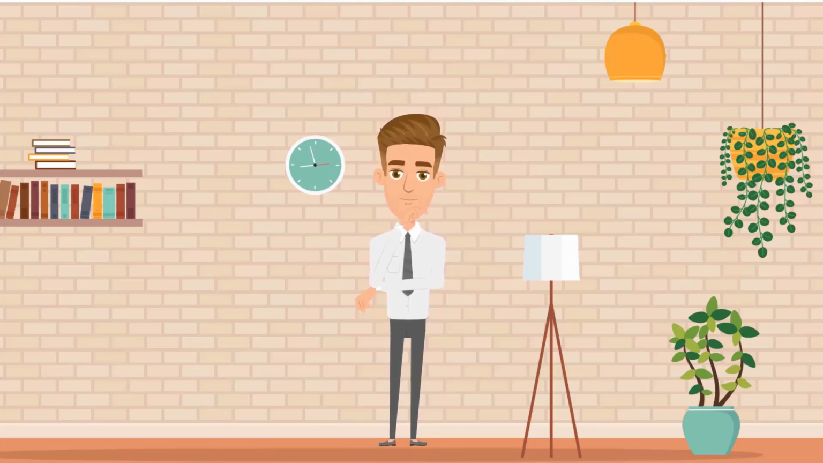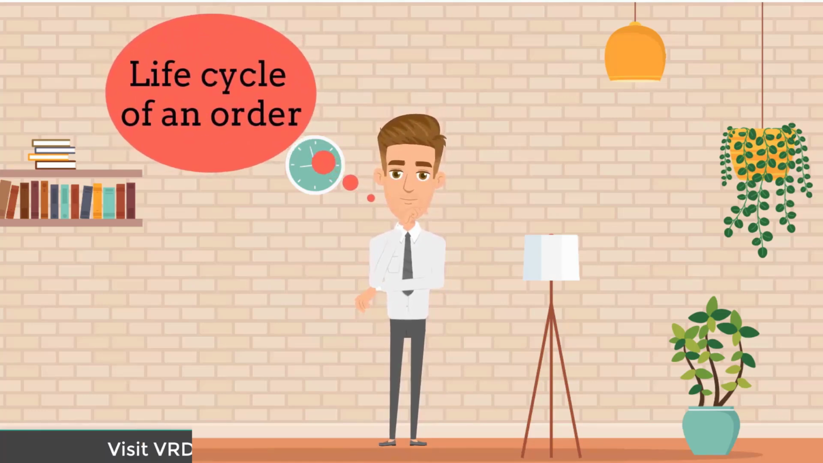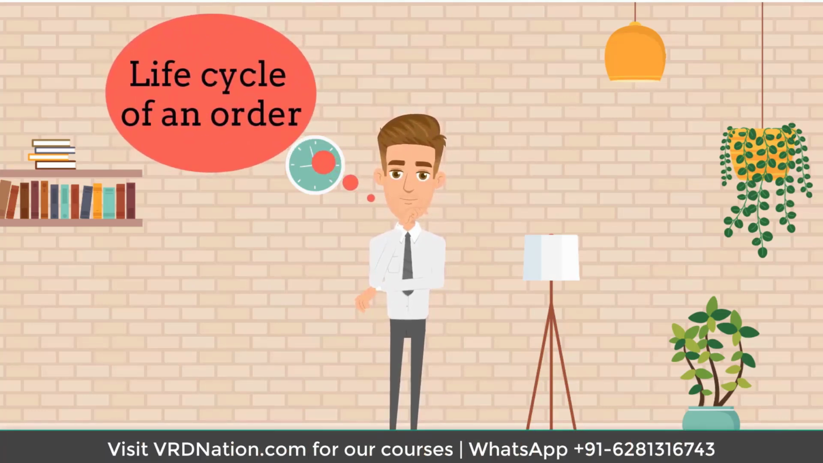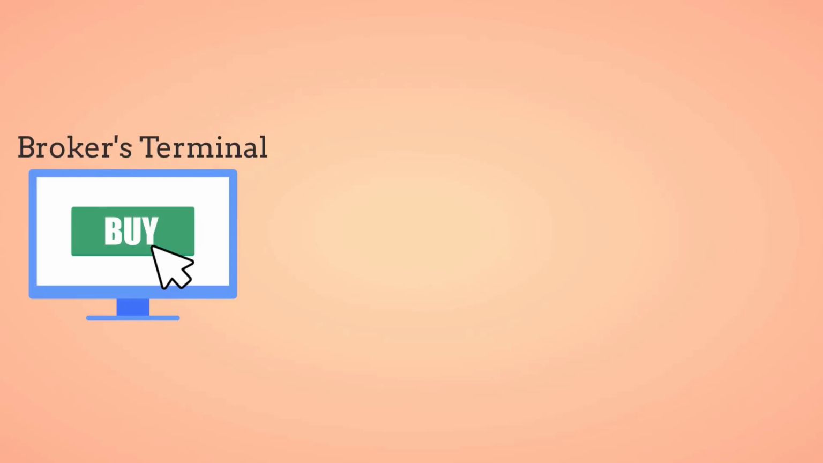Now, in order to understand what these orders are, you first need to know the life cycle of an order, exactly how an order gets executed. So when you're placing an order, you're using your broker's trading terminal. Now your broker can be Zerodha, Sharekhan or ICICI Direct, and you might be using their mobile app or web browser, it doesn't really matter.